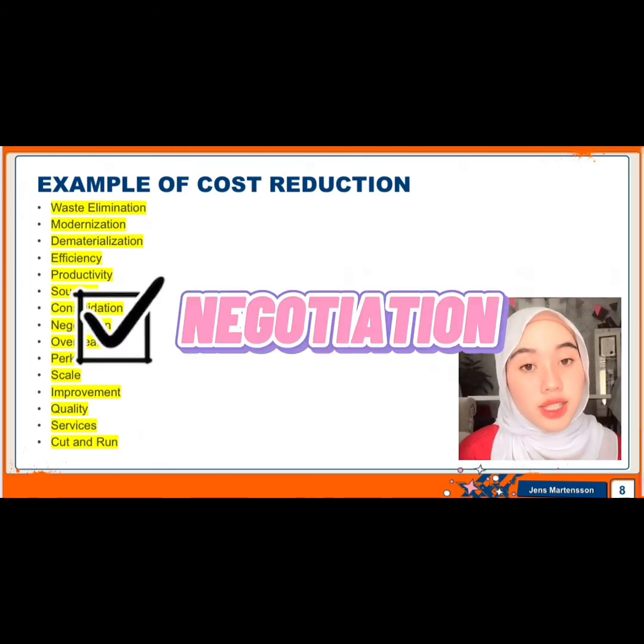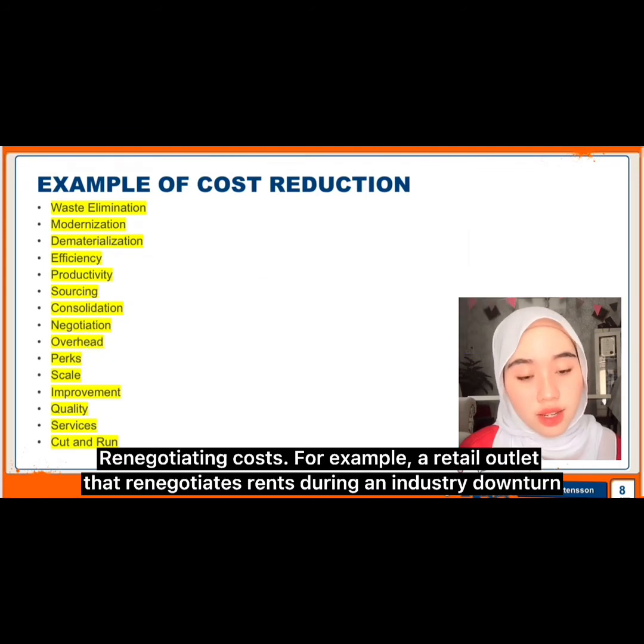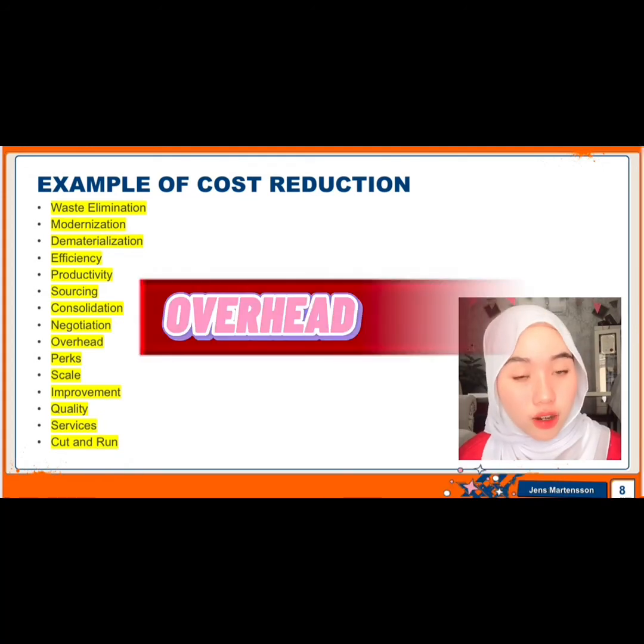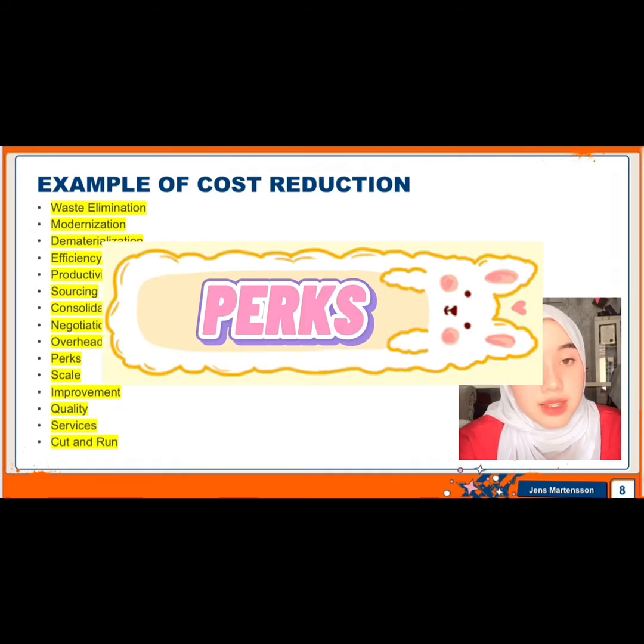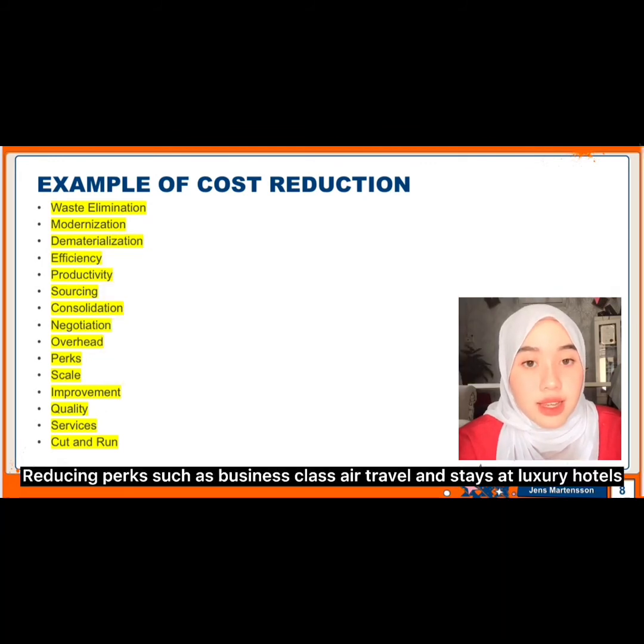Next is renegotiation. Renegotiating costs, for example, a retail outlet that renegotiates rent during an industry downturn. Overhead is looking at processes, procedures, capabilities, and structures that aren't adding much value and restructuring them. Meanwhile, for perks, reducing perks such as business class air travel and stays at luxury hotels.